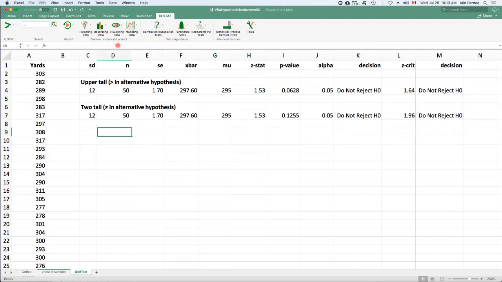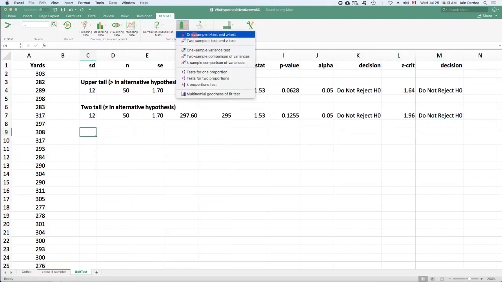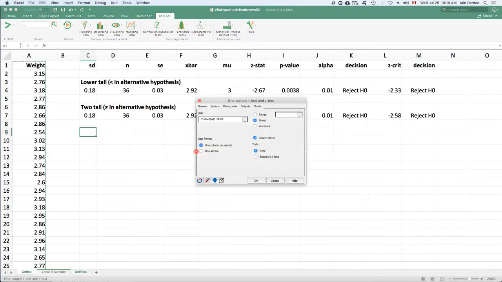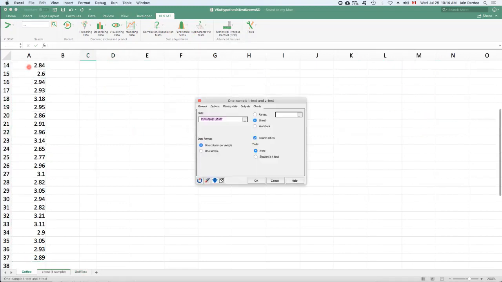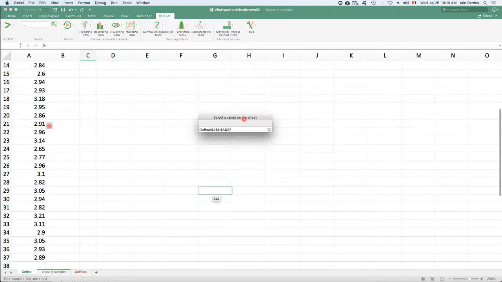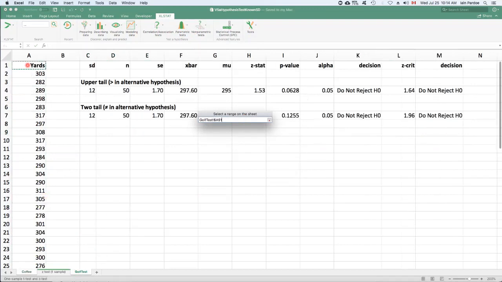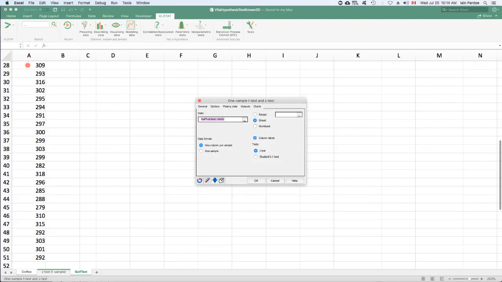And then let's see how to do that in XLSTAT. So parametric tests, one sample Z test. We'll select the data. So that didn't work. Sorry, let's try that again. I'm picking the golf data. Here we go. Okay, that's better.